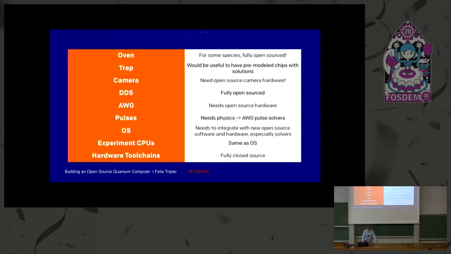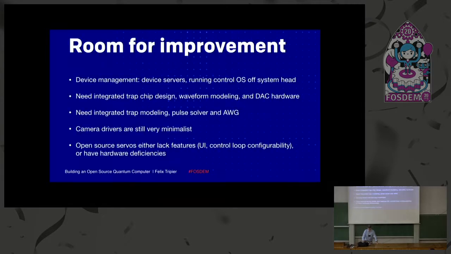And then for hardware tool chains, these are fully closed source and very expensive, which makes it hard for our student persona we've been talking about. So, room for improvement, I see. We've talked about what's missing.